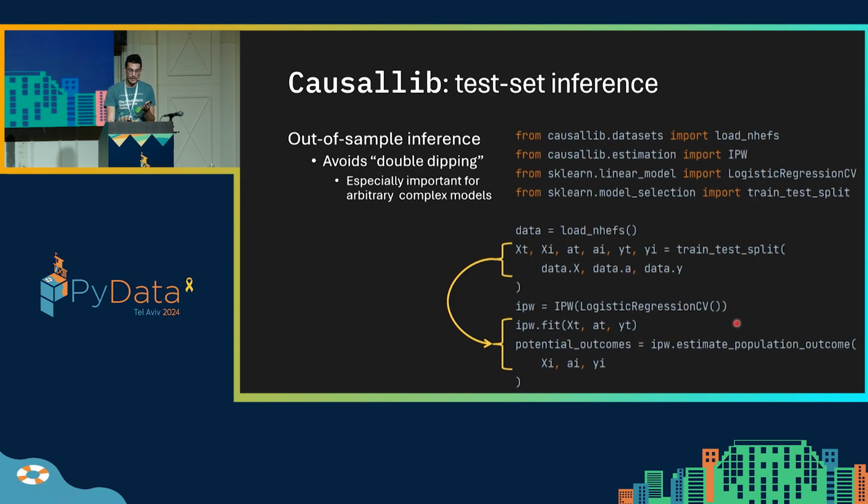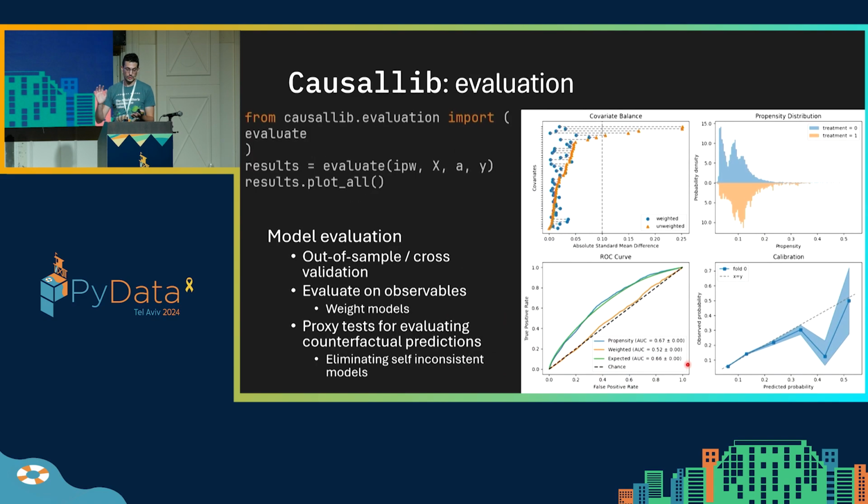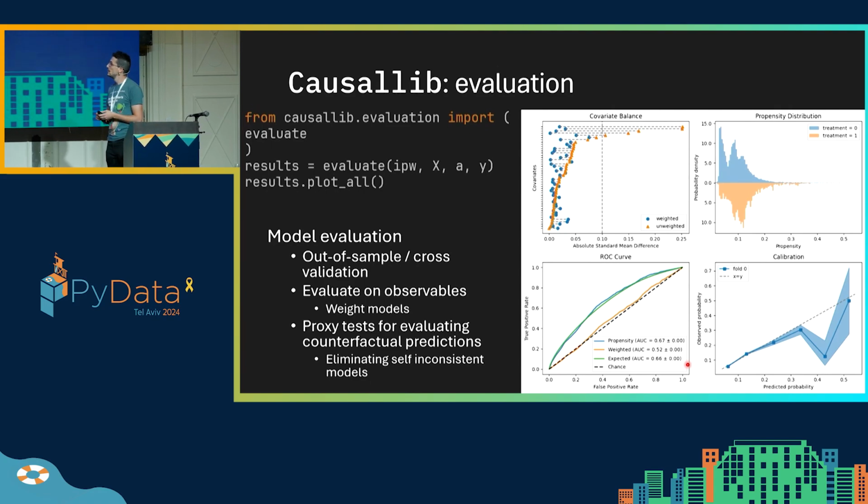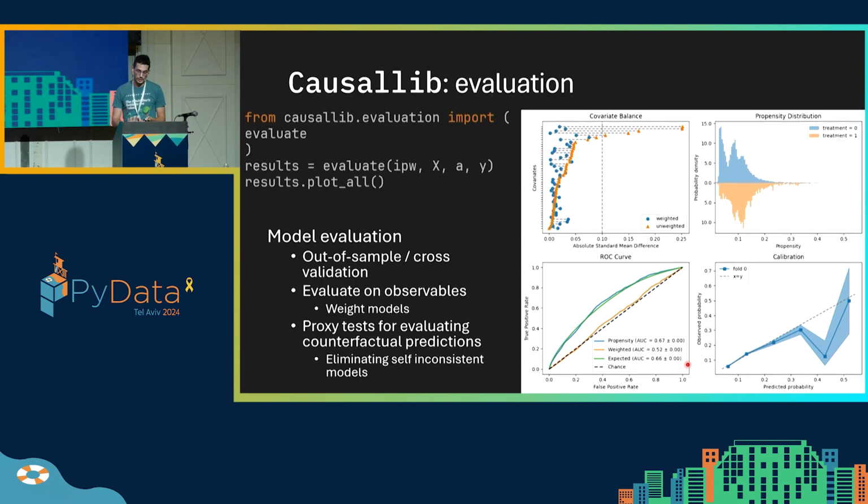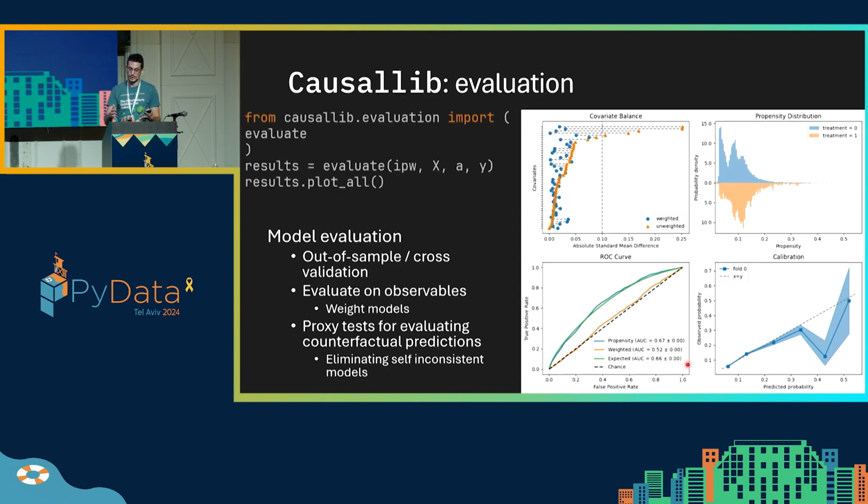But since we allow for out-of-sample inference, we also want to avoid double dipping, so we can do the same as we do in traditional prediction. We can split the data set, fit on one set and then make the prediction on another. And we can also enable some sort of evaluation scheme to check both numerically and graphically, to compare between models and get a fuller picture of the model performance.